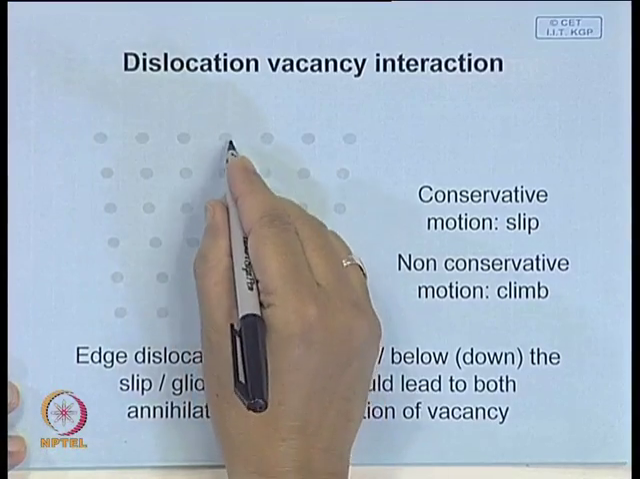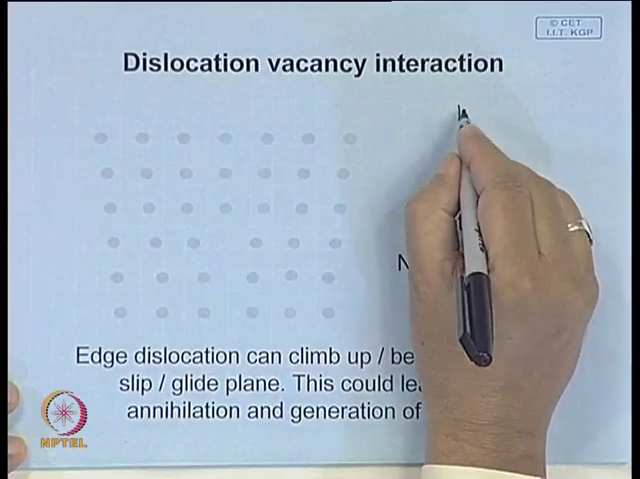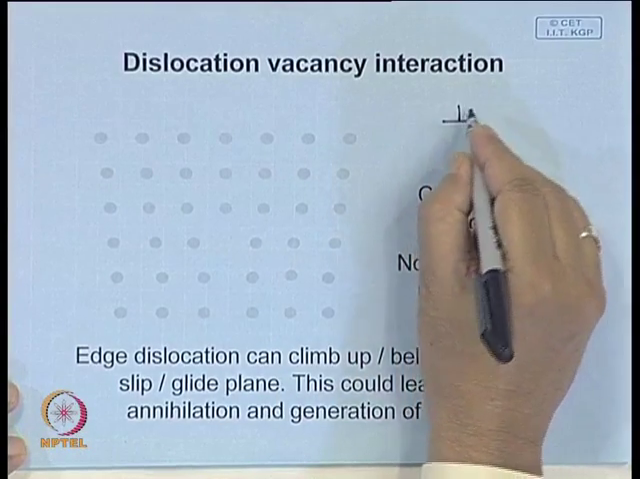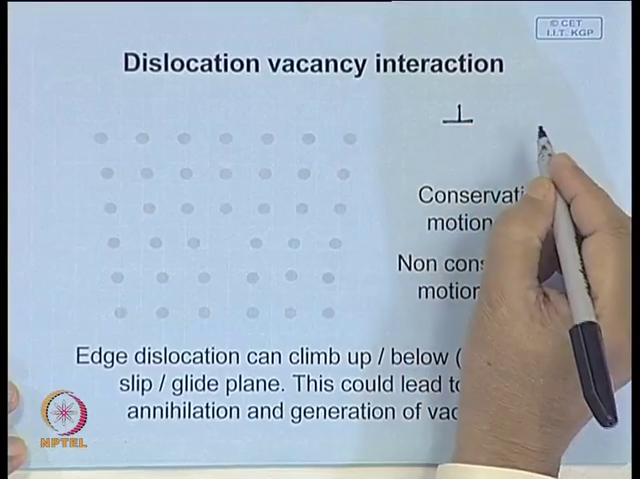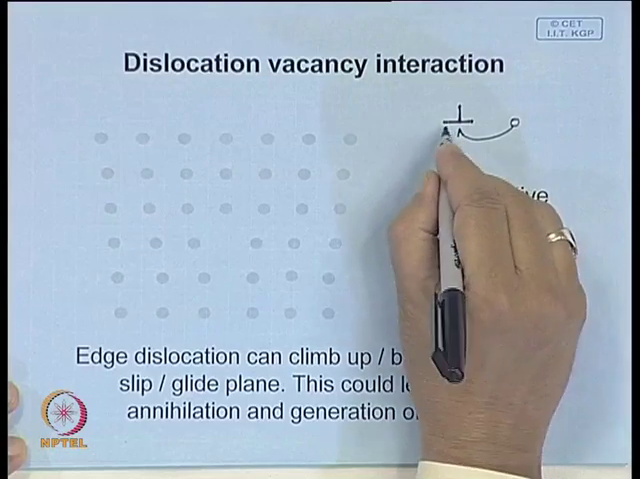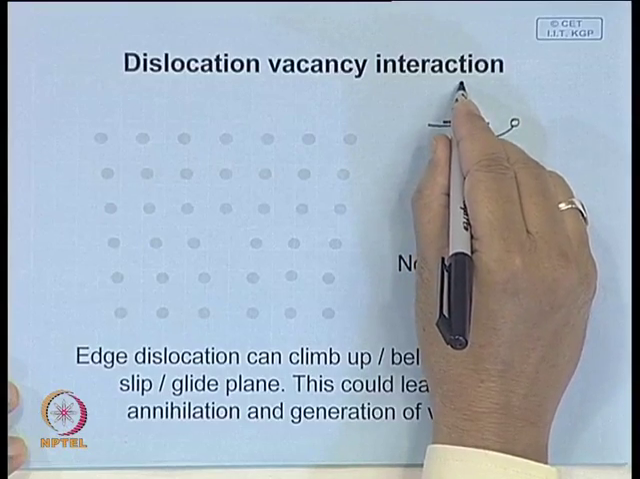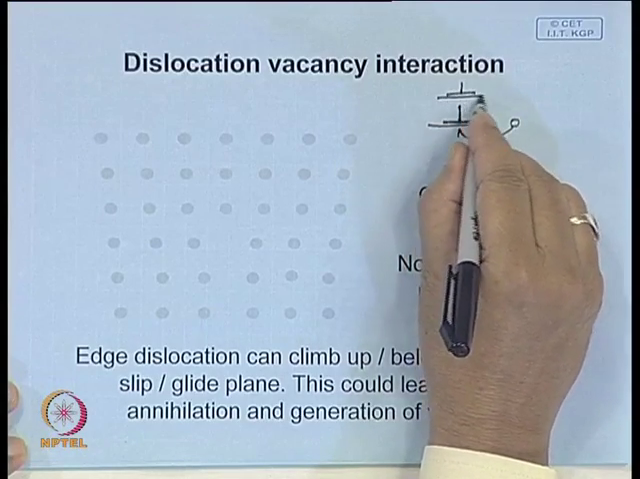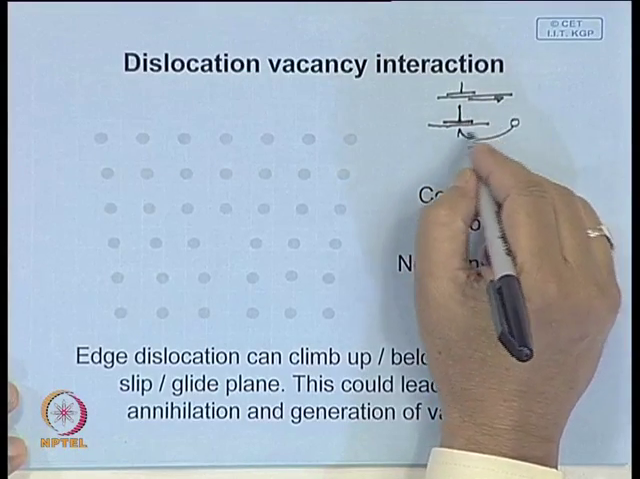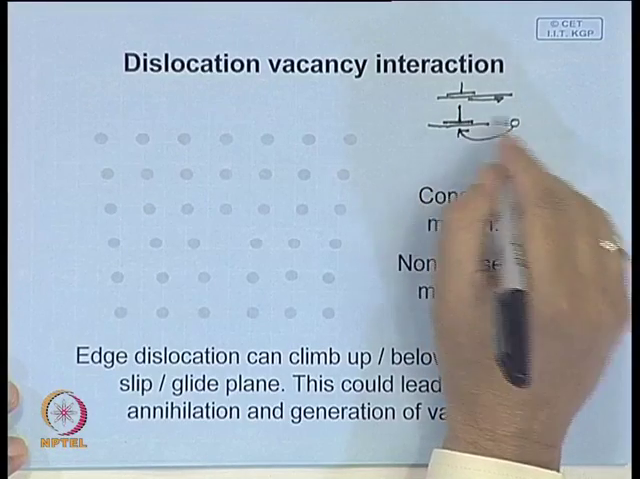Why? Suppose in this particular case this is a vacant space. Normally, edge dislocations are represented as an extra plane of atoms. This is the glide plane, and this is that extra plane. Right now the slip plane is this. When a vacancy comes here, it moves up. So, that means it now can move on this plane, which is parallel to this. This gives an additional possible movement for this edge dislocation.